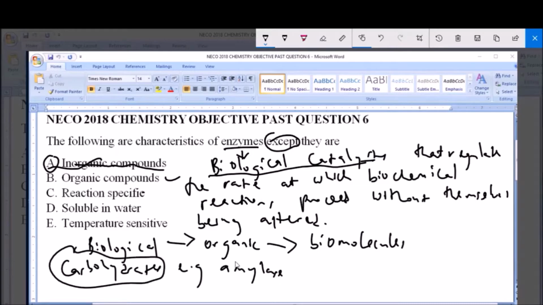It will not catalyze breakdown of protein or any other food class. So enzymes are reaction specific. Now, soluble in water. Solubility is also one of the characteristics of enzymes, and enzymes are also temperature sensitive. So option A, inorganic compounds, is not a characteristic of enzymes and is the correct answer to this question.